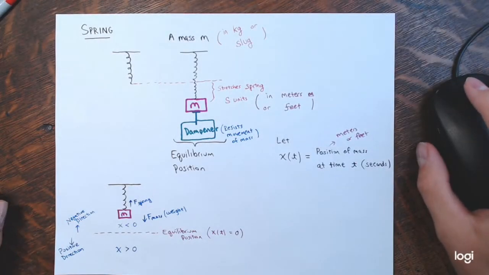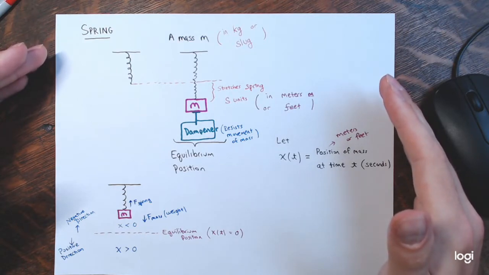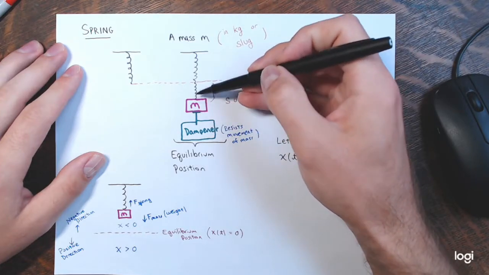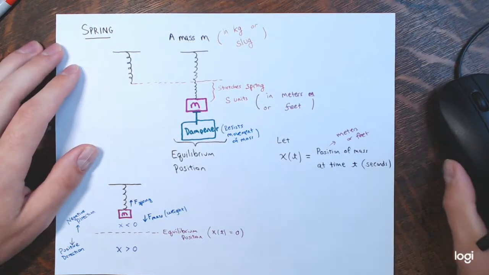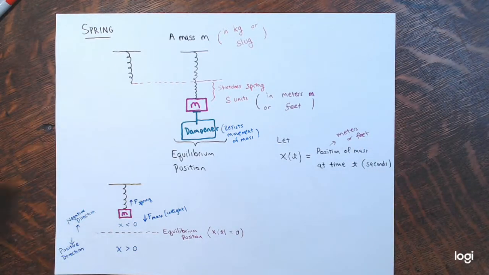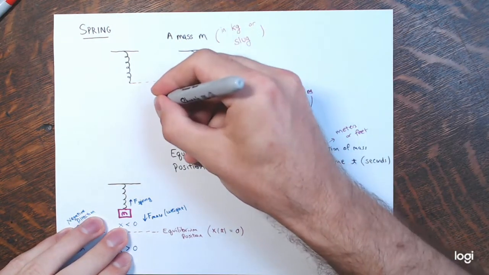So this picture I actually drew up in the last couple videos. I drew it in the first video on free undamped motion, if you've seen that. And then I added a dampener. The mass could be dampened by some liquid or some medium, something that slows it down as it travels through. But now on top of this, we're going to have a driving force.